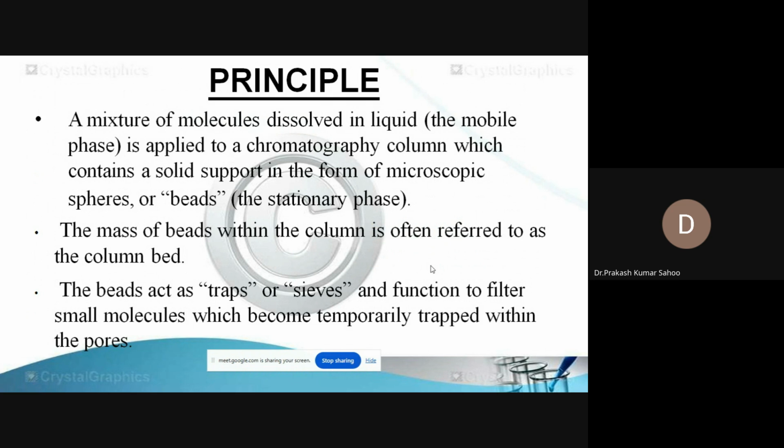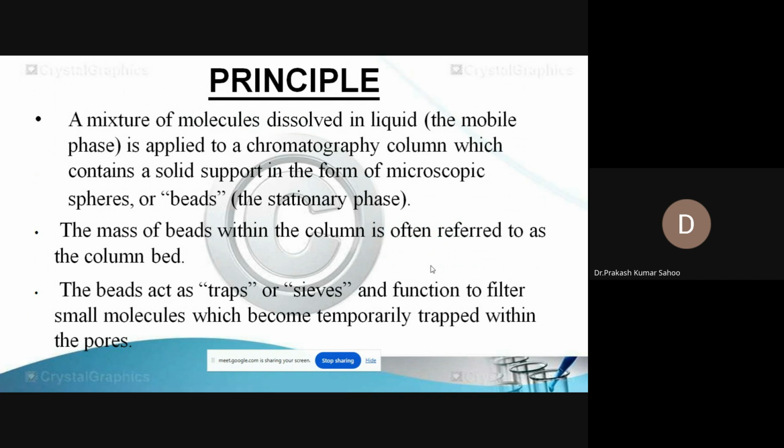So this is the principle: a mixture of molecules dissolved in a liquid, that is the mobile phase or the solvent, is applied to a chromatographic column, which contains a solid support in the form of microscopic spheres or beads which act as the stationary phase. The mass of the beads within the column is often referred to as the column bed. The beads act as traps or sieves and function to filter small molecules, which become temporarily trapped within the pores. So everything is very clearly written here.